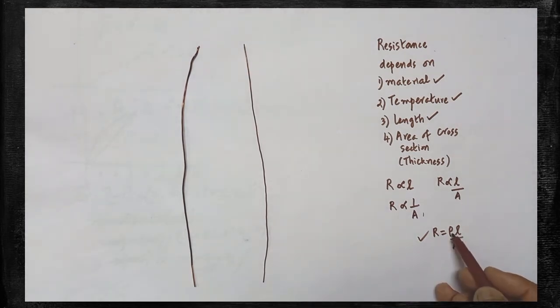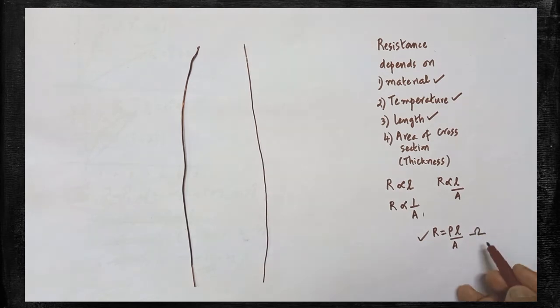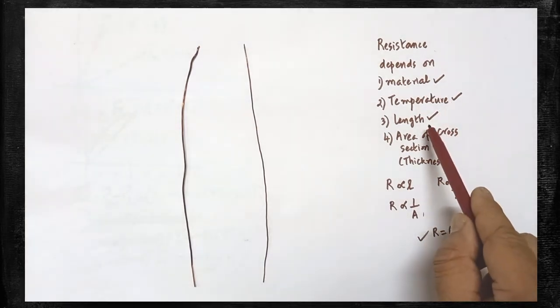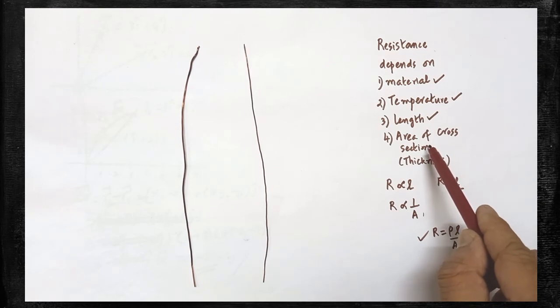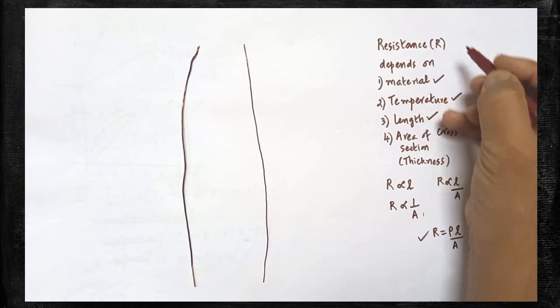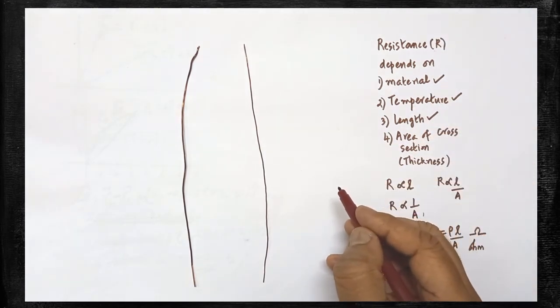By knowing the resistivity of the material, the length of the wire, and the area of cross section of the wire, resistance can be measured, and the resistance can be denoted with the help of the unit called ohm. After calculating all the values, that value must be written along with the unit called ohm. The ohm symbol is omega. Are you clear? Ohm is the unit of resistance. So it depends on the material, the temperature, the length of the wire, and also the thickness or area of cross section. Resistance value will vary from wire to wire, from material to material.